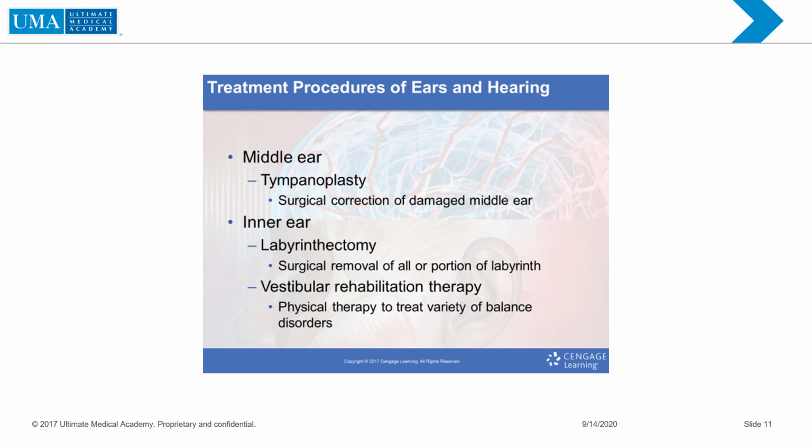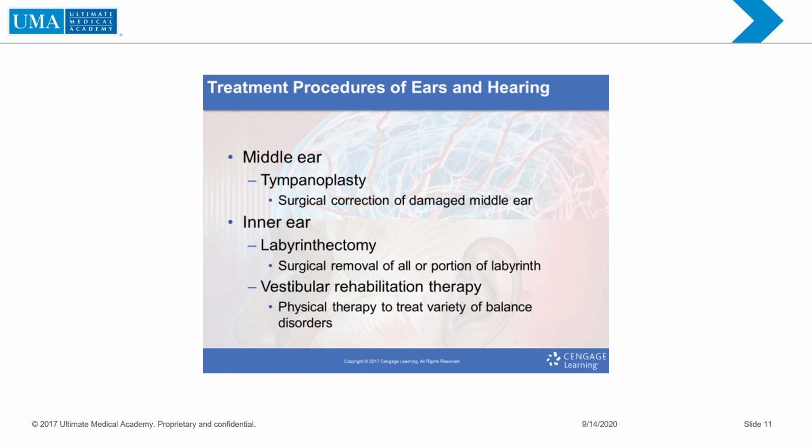Let's take a look at the inner ear now. We have a labyrinthectomy, and this would be the surgical removal of all or a portion of the labyrinth. Labyrinth is easy to remember because the combining form is the same. And then we have the suffix of ectomy, which means that surgical removal. So this procedure is performed to relieve any uncontrolled vertigo.